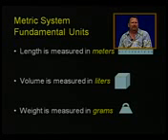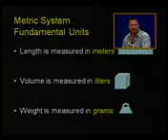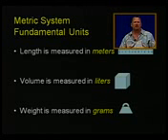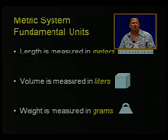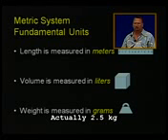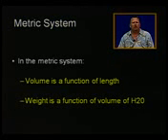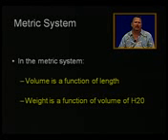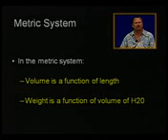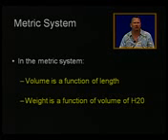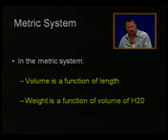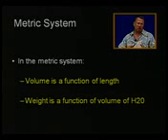Remember talking about this. The fundamental units of the metric system. Length is measured in meters. Volume is measured in liters. And weight is measured in grams. And so volume is a function of length. And weight is a function of a volume of water. And so from length, we can make volume. And from volume of water, we can make weight or mass.